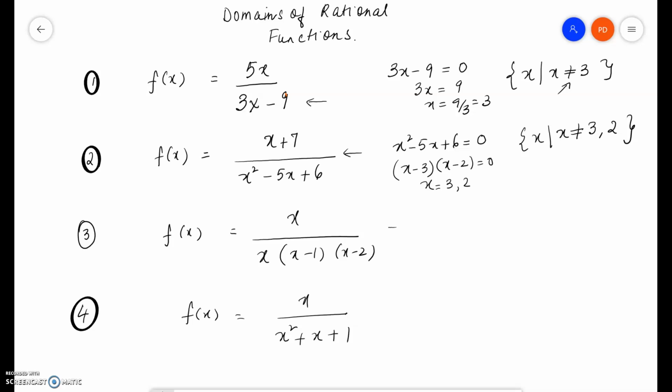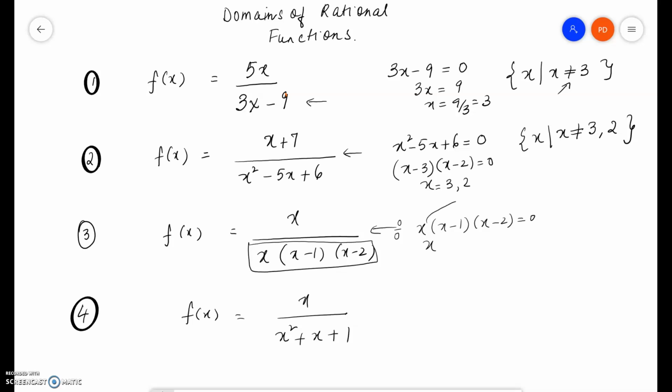In the next function, notice that there is an x in the numerator and an x in the denominator. Do not cancel it, because if I plug in an x equals 0, I get a 0 over 0, which is undefined. So I take the denominator and set it equal to 0 to check what values of x would make the denominator 0.